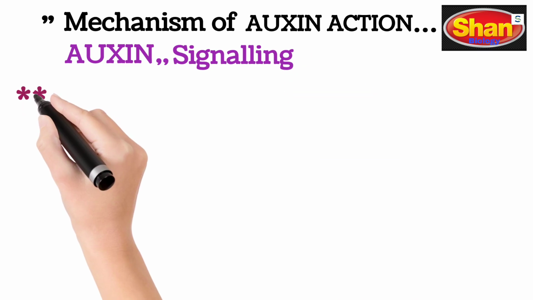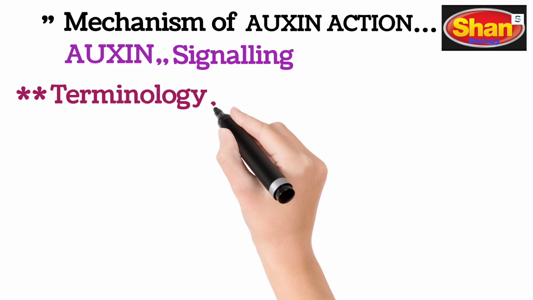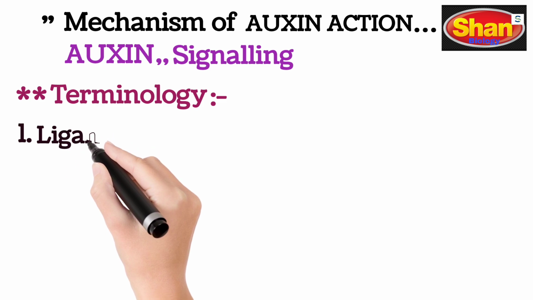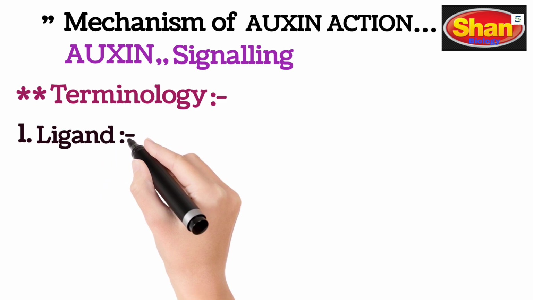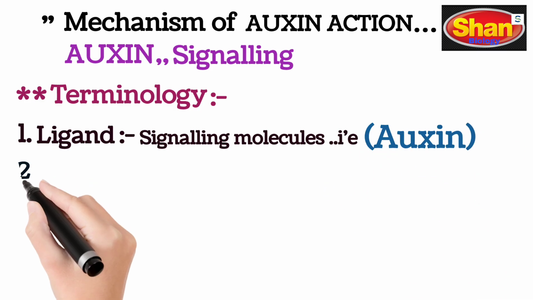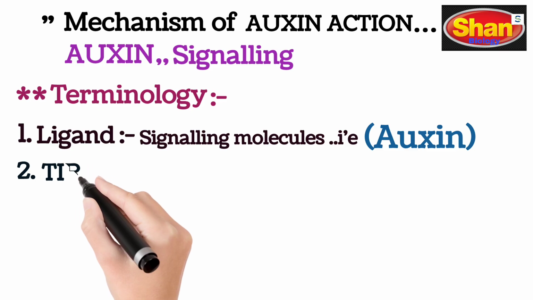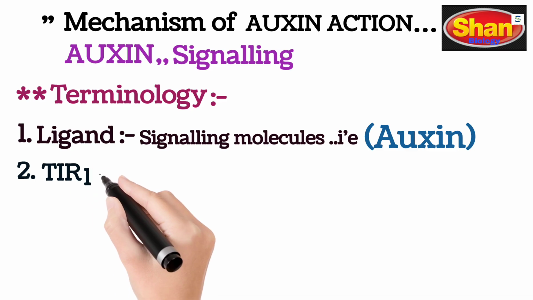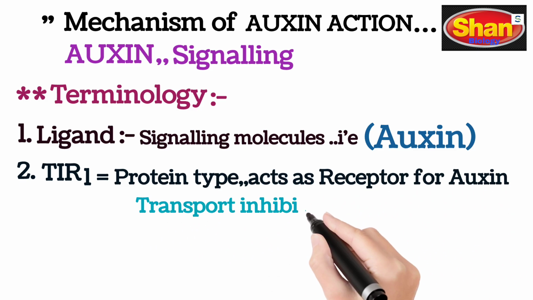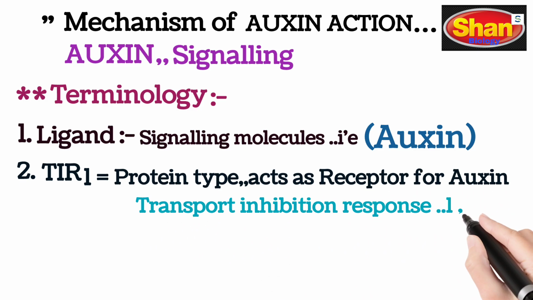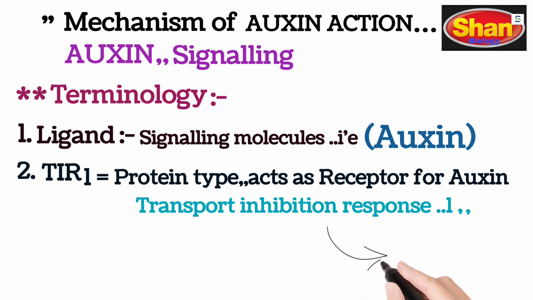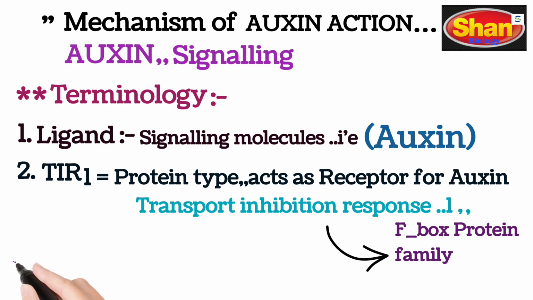Let me tell you terminology of the topic. Some important terms used in the topic are: number one, ligand. What is ligand? It is basically a signaling molecule, mainly in the form of auxin, used during the mechanism. Now, what is TIR1? It is a type of protein, or we can say it acts as a receptor for auxin. It is also called transport inhibitor response 1 protein. This protein is a type of F-box protein family.